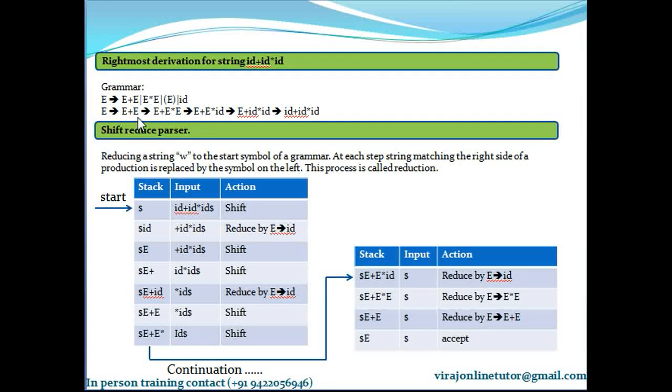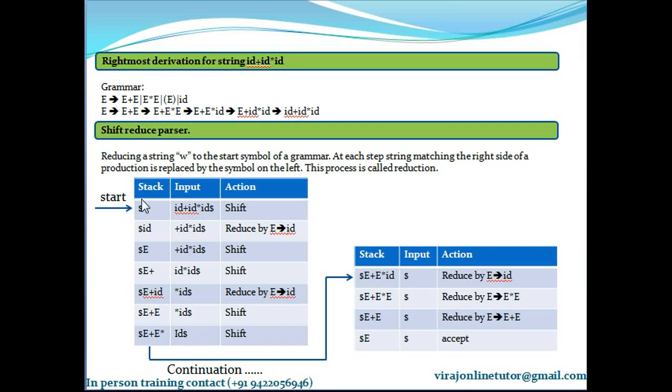So E gives E plus E. Now since this is the rightmost non-terminal, I replaced it with E into E. I replaced the rightmost non-terminal with id, again with id, again with id, and I was able to get the input string from the starting symbol. This is the rightmost derivation. For the shift reduce parser, please try to go the reverse way of the rightmost derivation.